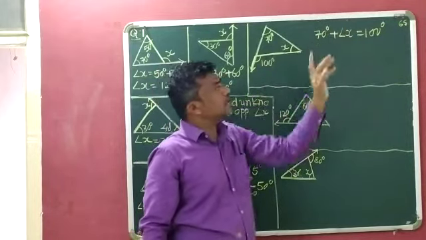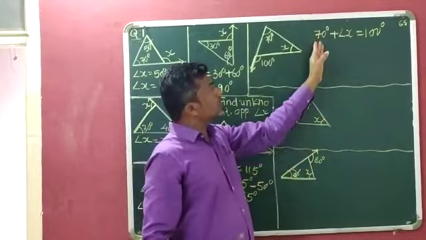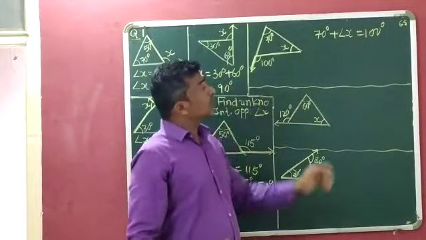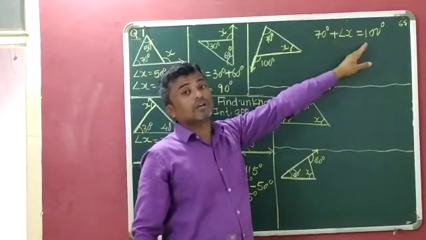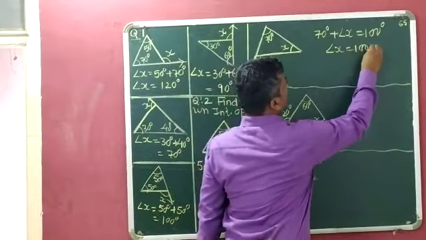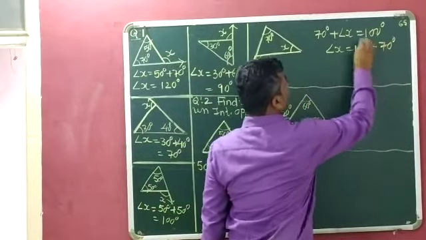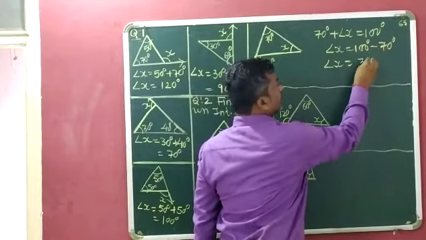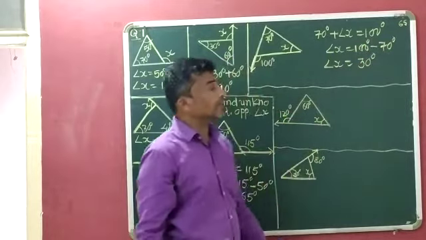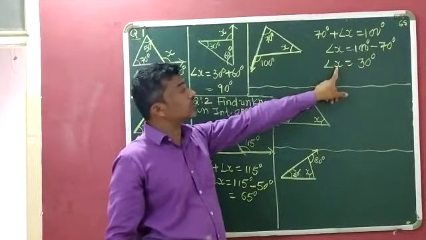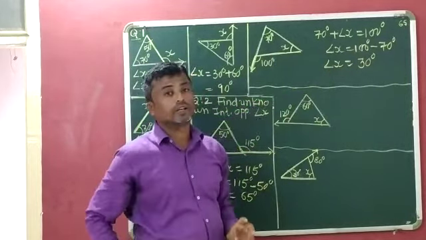So 70 degree side we have to change. So 70 degree will go to this side, then it becomes negative on the other side of the equal. So angle X is equal to 100 degree minus 70 degree. So angle X is equal to 100 minus 70, then it is 30 degree. So final unknown interior opposite angle is equal to 30 degree.